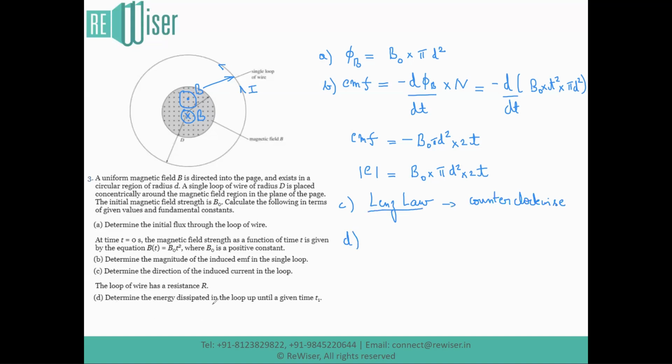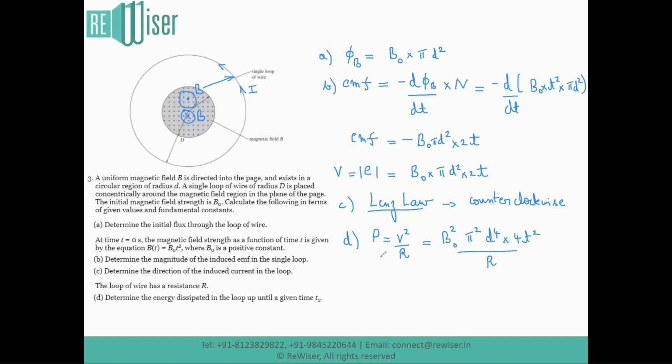Determine the energy dissipated in the loop up until a given time T1. So let's try to understand this. We know that instantaneous power is given by the formula P equals V square over R. And here, since voltage V is nothing but the induced EMF, we have power P equal to B naught square, pi square, d power 4 into 4T square divided by capital R.